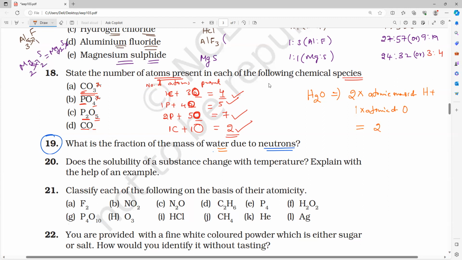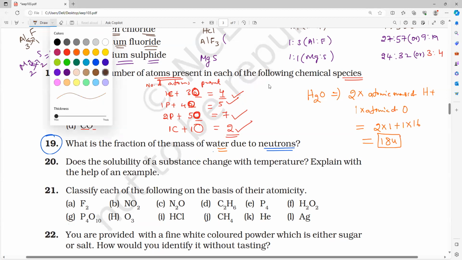So it is 2 into the atomic mass of hydrogen, which is 1, plus the atomic mass of oxygen, which is 16. Totally how much? 18 U. Yes, Lingesh, very good. Lingesh has done well.